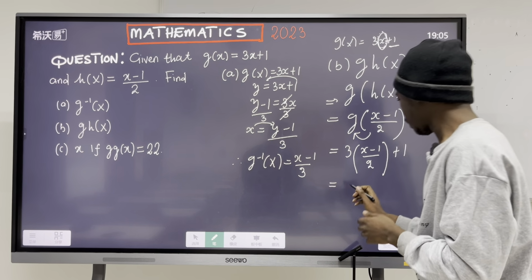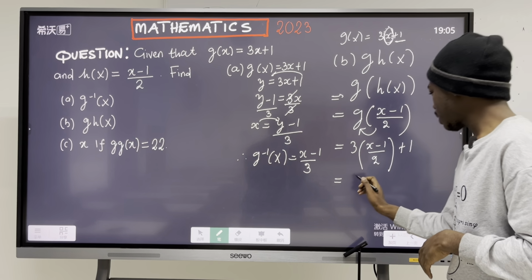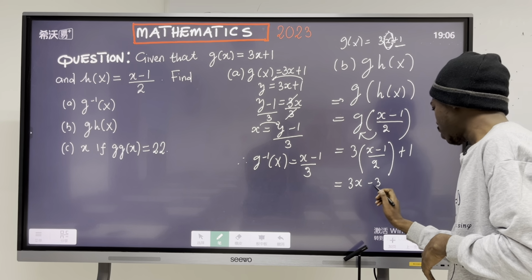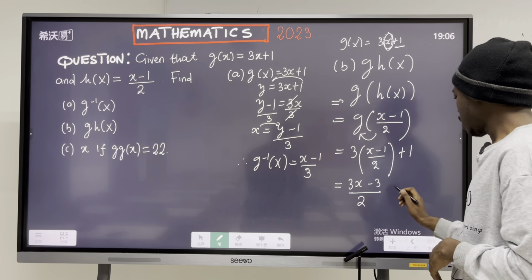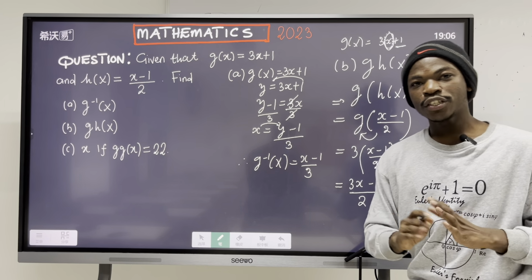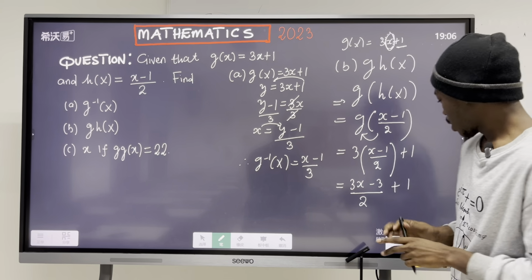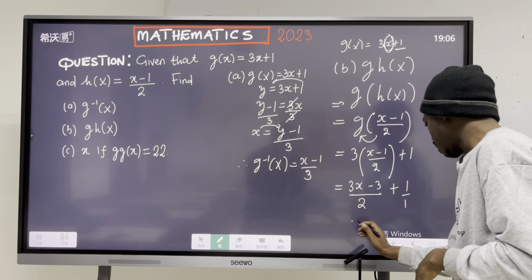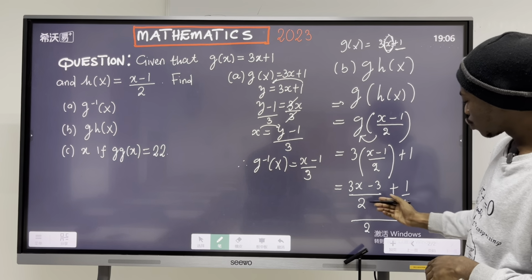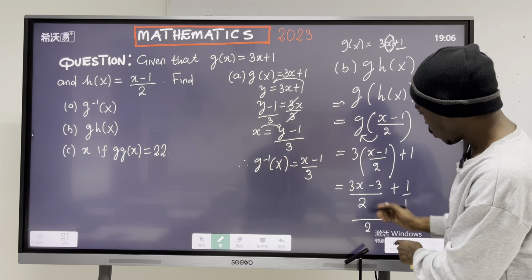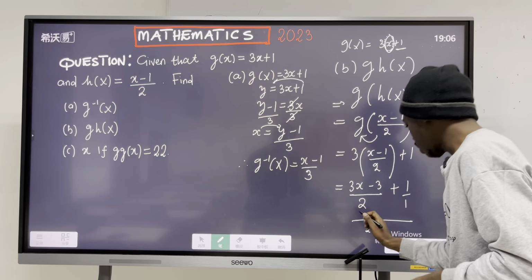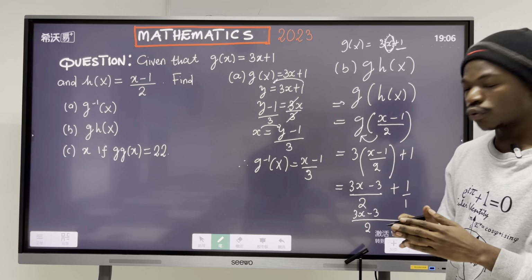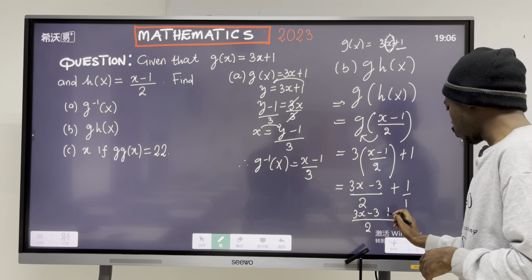So to open this, 3 multiplied by x, 3x. 3 multiplied by negative 1, negative 3. But remember, everything is being divided by 2. Then plus 1 there, like that. All we need to do now is to combine these two and simplify. So this is the same as over 1. The lowest common denominator here is simply 2. So 2 into 2 is 1. 1 multiplied by this, you still get the same thing. So 3x minus 3. Then 1 into 2 is 2. 2 multiplied by 1 is 2.